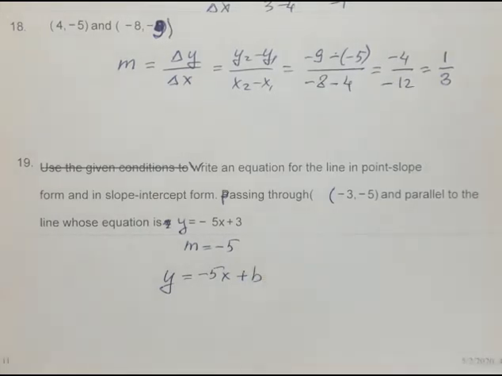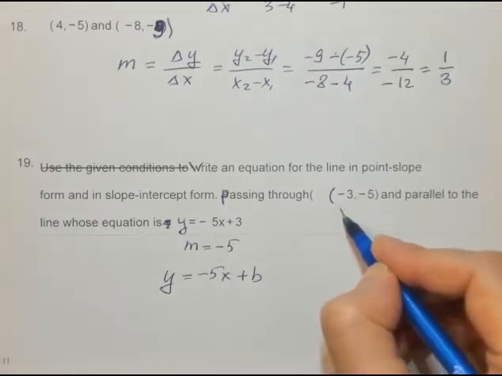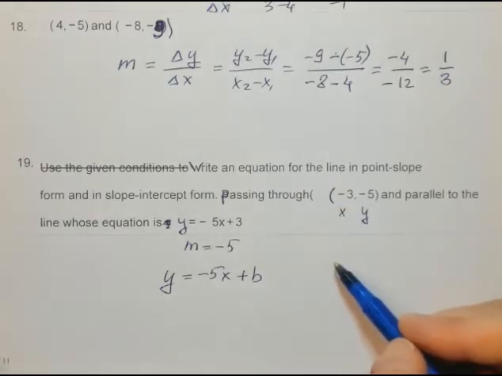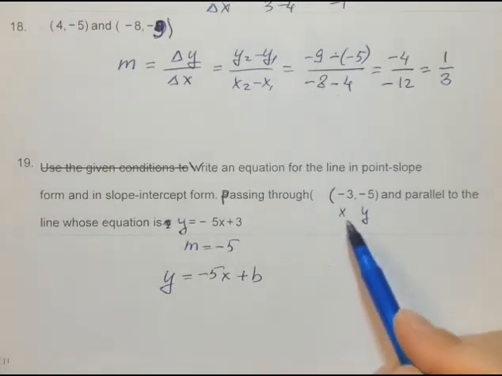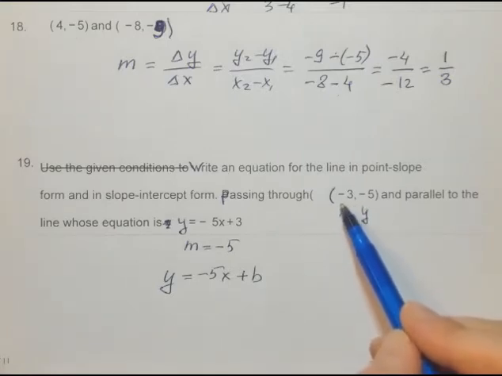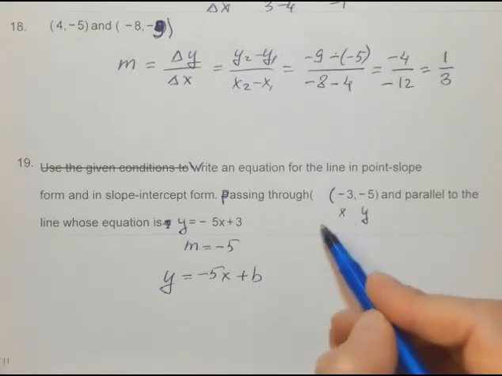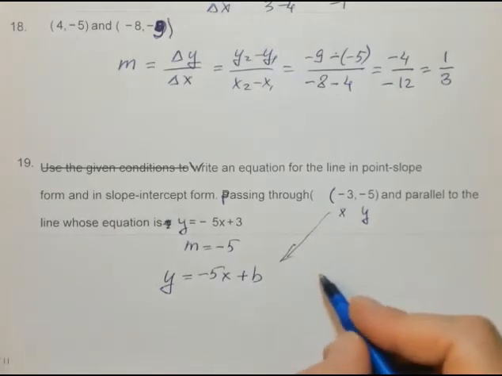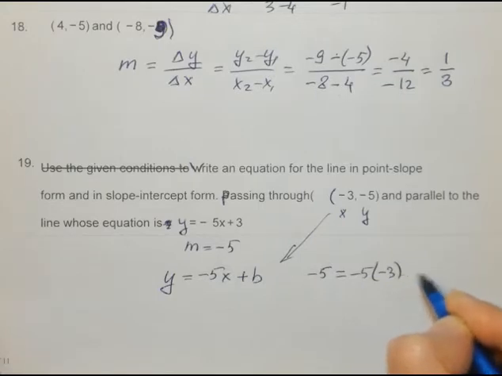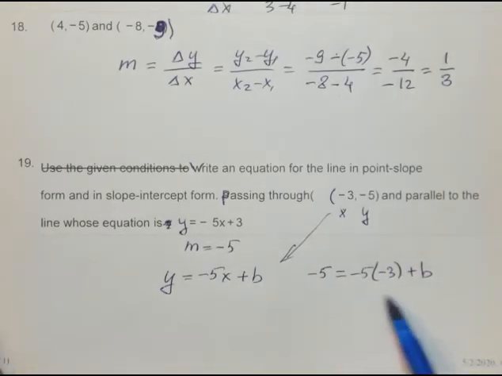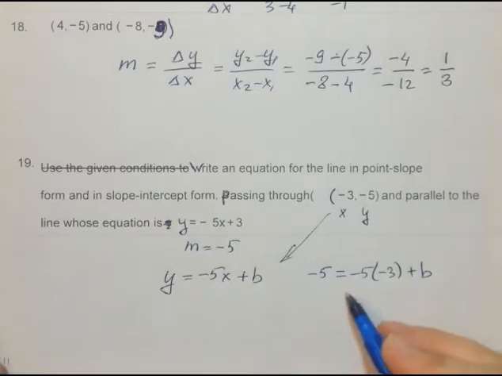So our line will have the same slope, y equals -5x, but the y-intercept will be different, will be plus b. To find this b, we can use this pair of coordinates. They are x and y coordinates of the point on the line. So if this point is on the line, it means that this x and y, -3 and -5, satisfy the equation of the line. We substitute them, -5 for y and -3 for x, equals -5 times -3 plus b, and we get the equation in b.